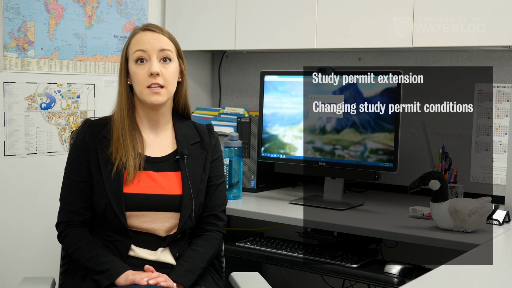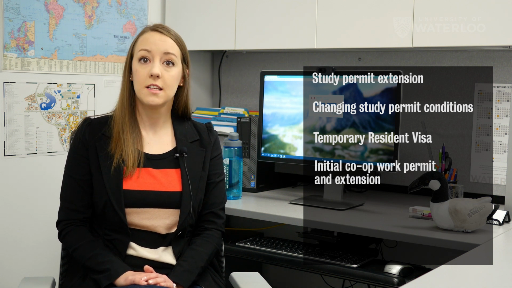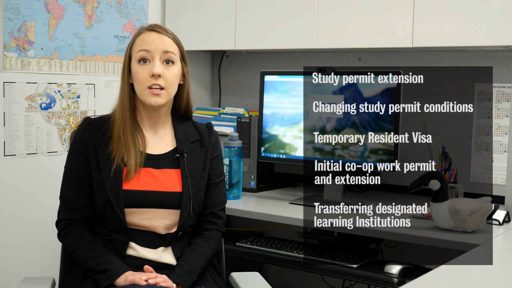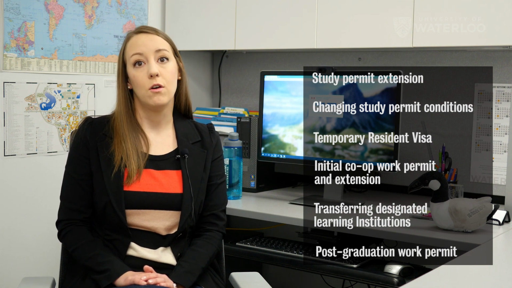I'm going to take you through how to create an online account on the Immigration, Refugees and Citizenship Canada, or IRCC, website. You will use this account to apply for Canadian immigration documents from within Canada, such as a study permit extension or changing study permit conditions, a temporary resident visa, initial co-op work permit and extension, transferring designated learning institutions, or a postgrad work permit. You don't need to create an account if there is nothing you are applying for at this time.